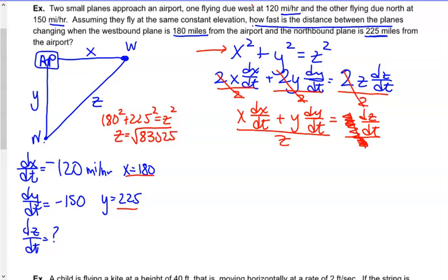Now, can you get a decimal for that? Absolutely. Throw it into your calculator, but I don't want decimals until the very end, okay? All right, so now we have all that we need. Let's throw in x, so we get 180 times dx over dt, which is negative 120. Add to that the y value, which is 225.